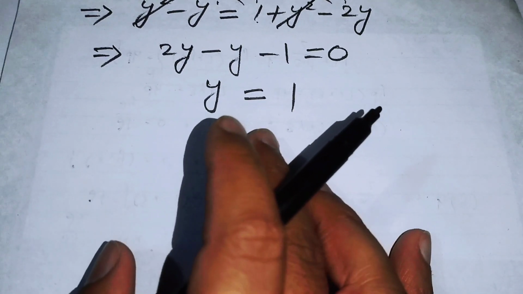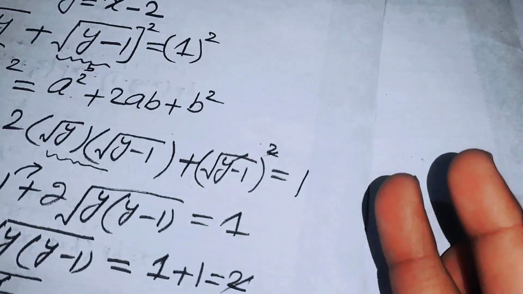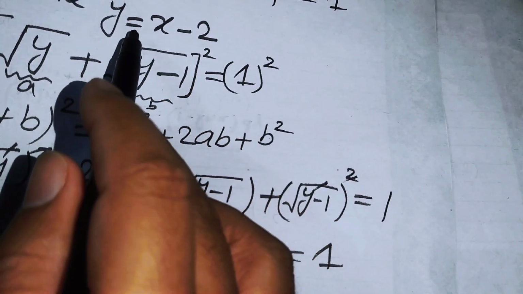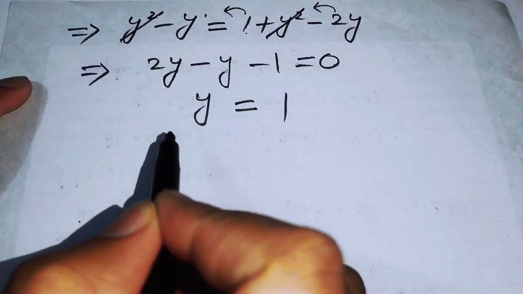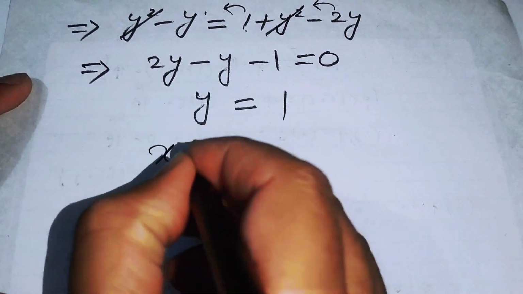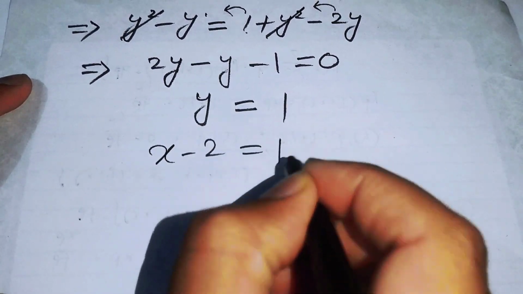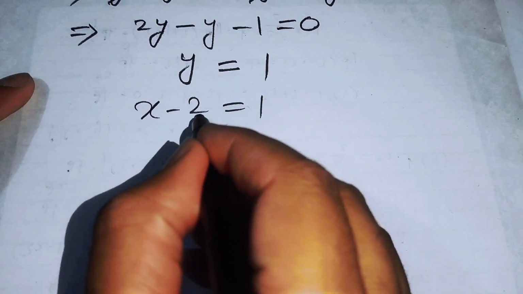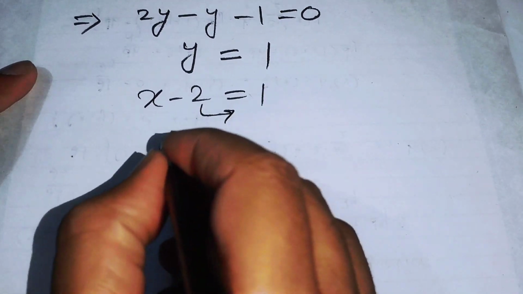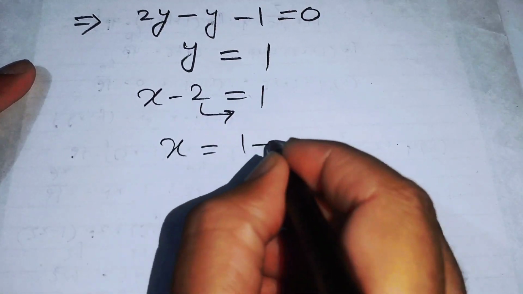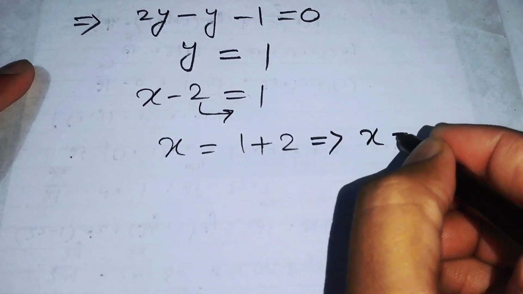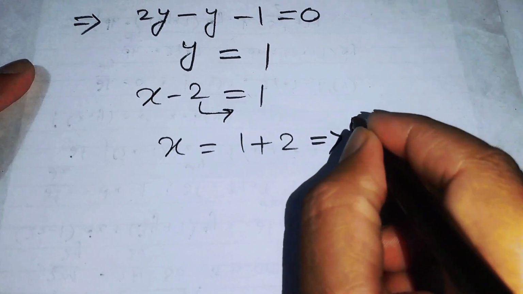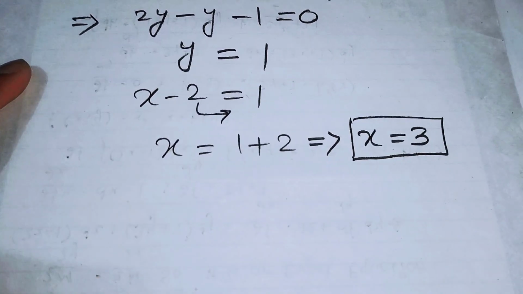So in the start of the question we took y is equal to x minus 2, so we back substitute the value of y, and it will become x minus 2 is equal to 1. And now we move this minus 2 to the right hand side, and it will become x is equal to 1 plus 2. And finally we get here x is equal to 3. So this is our final answer.